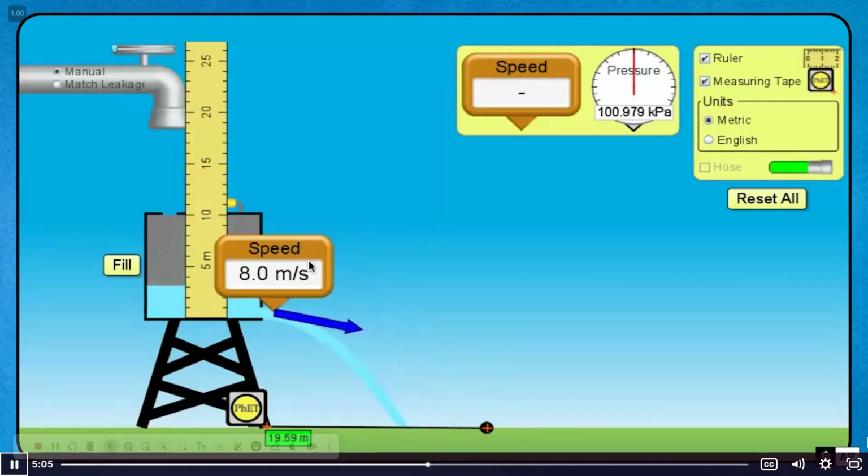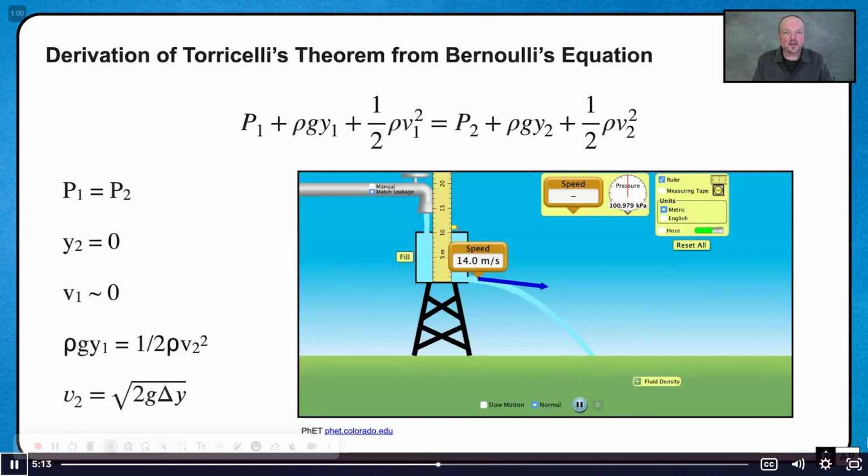Let's head on back over to the presentation and see how we can use Bernoulli's principle, simplify it down, and get Torricelli's theorem. So at the top, I've written Bernoulli's equation, Bernoulli's principle, long equation, pressure 1 plus rho g y1 plus 1/2 rho v1 squared is equal to pressure 2 plus rho g y2 plus 1/2 rho v2 squared. Let's first off indicate what position 1 and 2 is. We're going to say position 1 is at the top of the water tower where the water is going in. And we're going to say position 2 is where the water's squirting out of the hole.